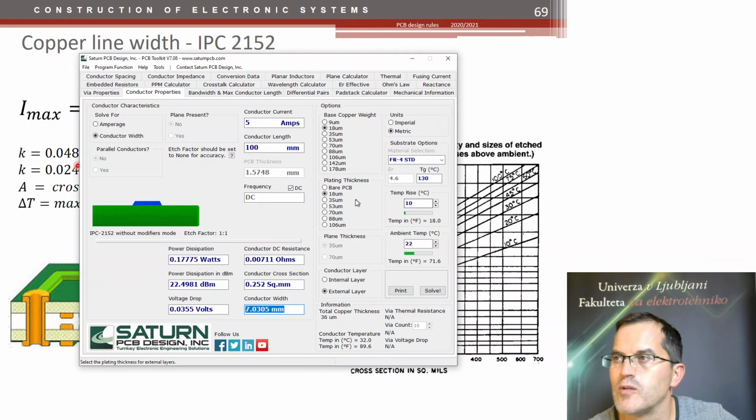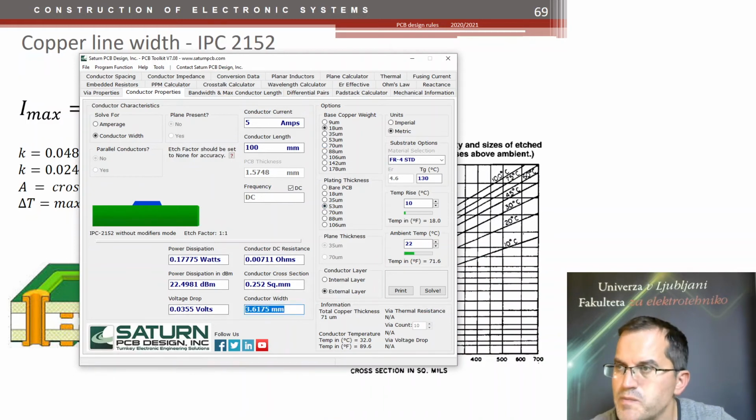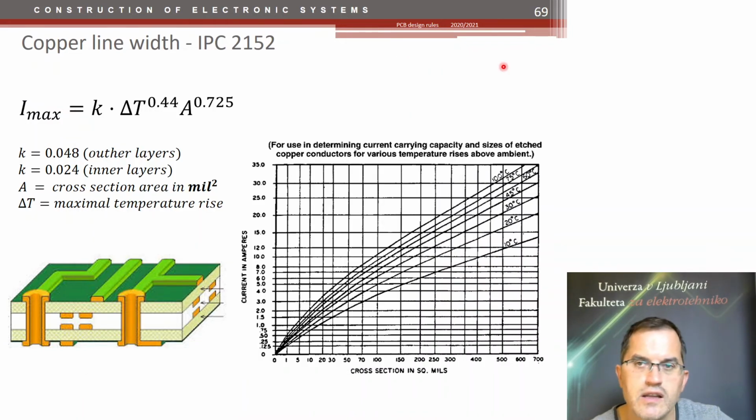Well, maybe we can go for thicker copper. 18 plus 53 is 70 altogether. And with double the thickness of copper, we get to 3.6 millimeters. Okay, we can allow for higher temperature rise. Maybe we can go to 20 degrees. Then we are at 2.4 millimeters. So that's it. Very, very straightforward. And you get the result.